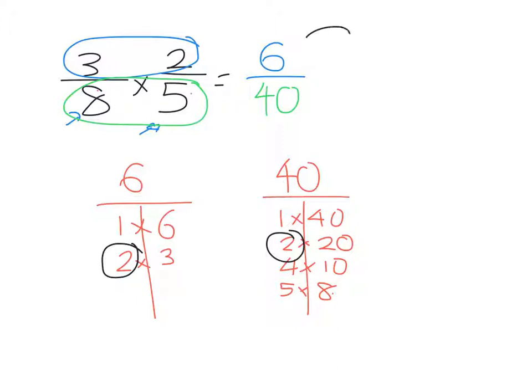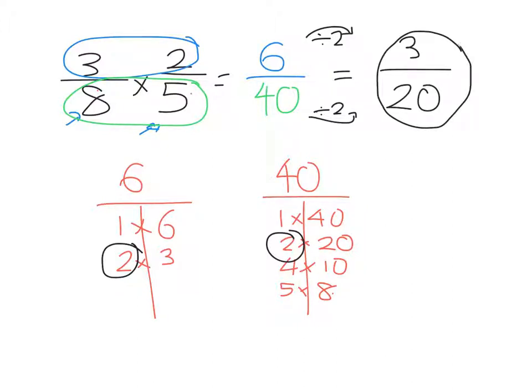So I'm going to simplify by dividing the numerator and denominator by 2. That's a division sign, guys. So 6 divided by 2 is 3. 40 divided by 2 is 20. So your final answer should be 3 over 20, and you should know that it's already simplified because 3 is a prime number and you can't really simplify that further.